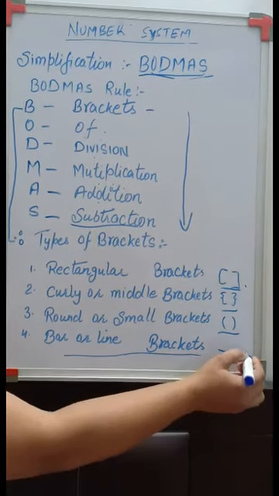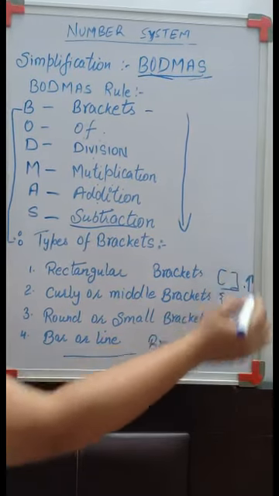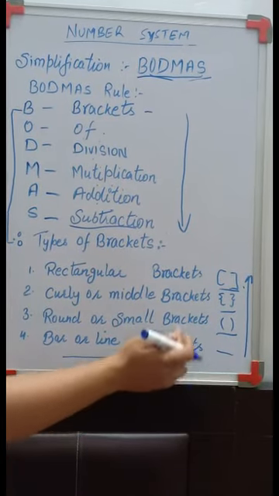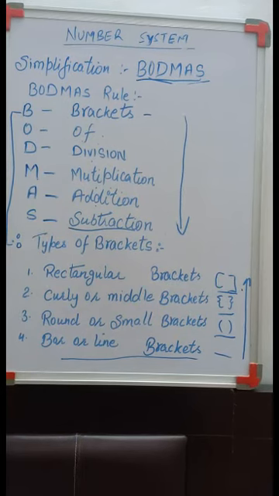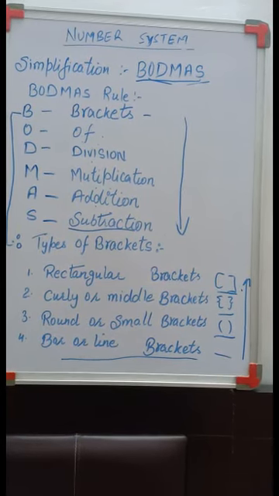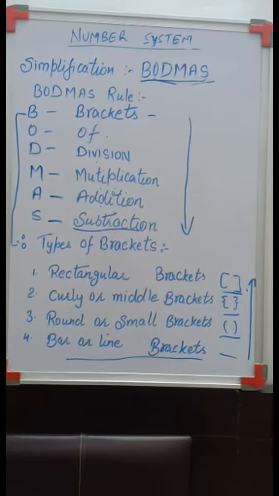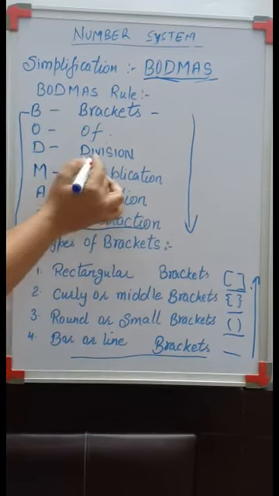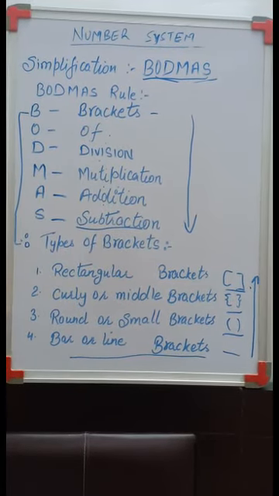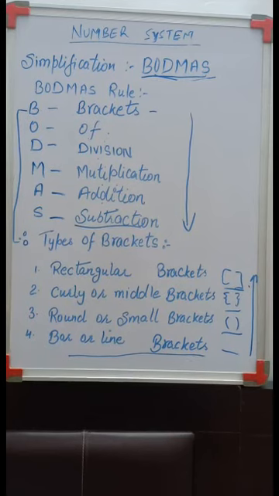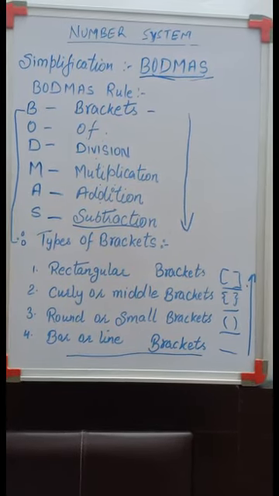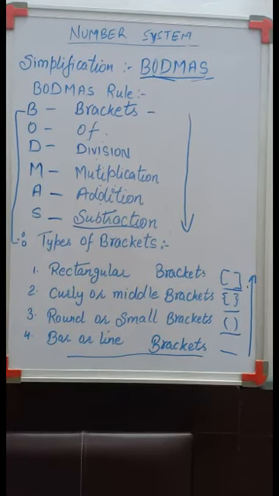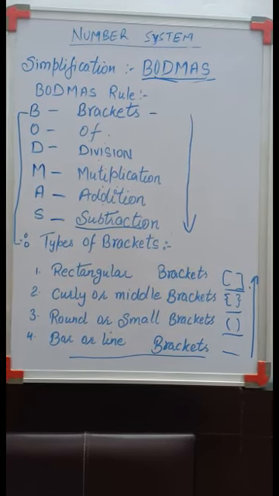That means in this, the sequence will go like this: first the line bracket, then small, then middle, and the last one, the rectangular bracket. Once all the brackets are open, then we will see if there is any division sign. We will go for the division, then multiplication, then addition, and in the last we will solve the subtraction. In this way we can solve any expression which has a number of signs and involves integers.